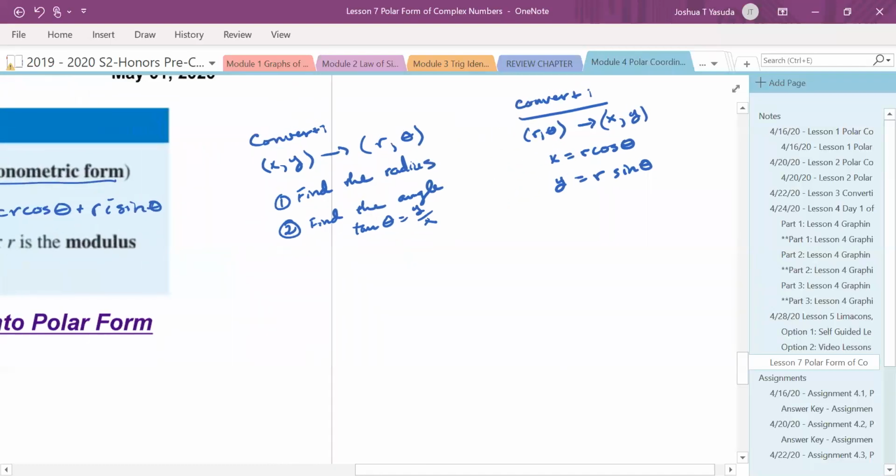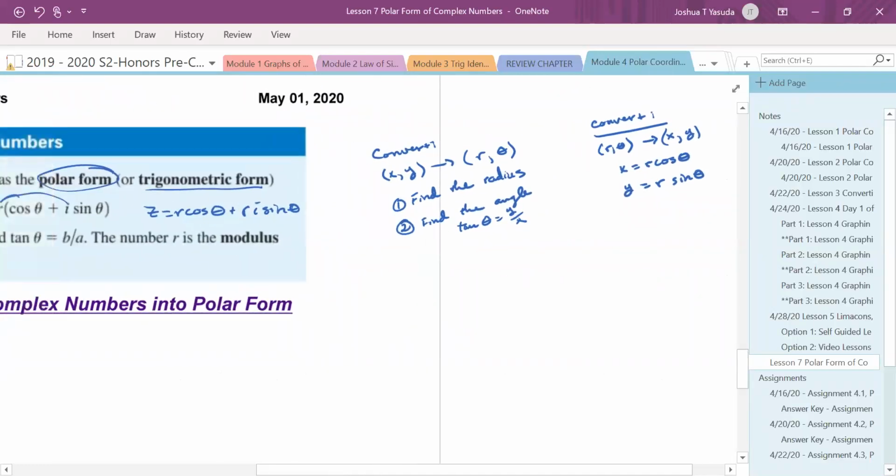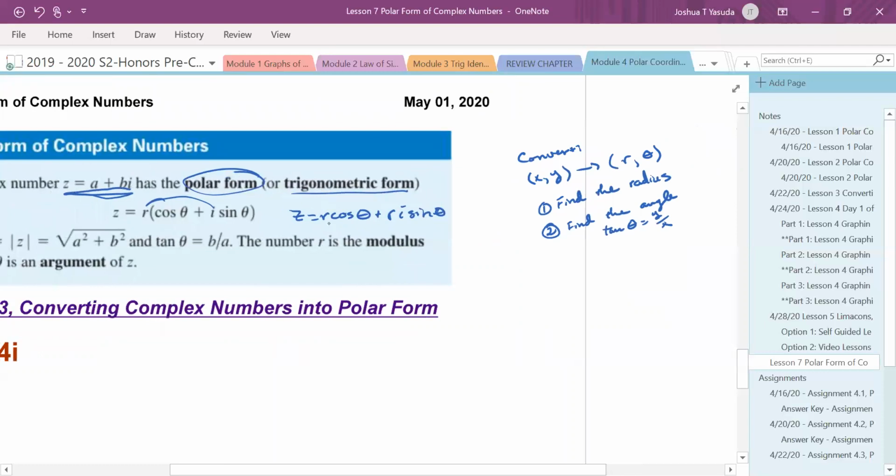So we're going to use all of this, but let's just talk about that second one right there that we just said. R cosine of theta pops up. Well, where does it pop up? It pops up as the real part, the a, okay? And what was that in the complex plane? The a part was the x-axis, right?